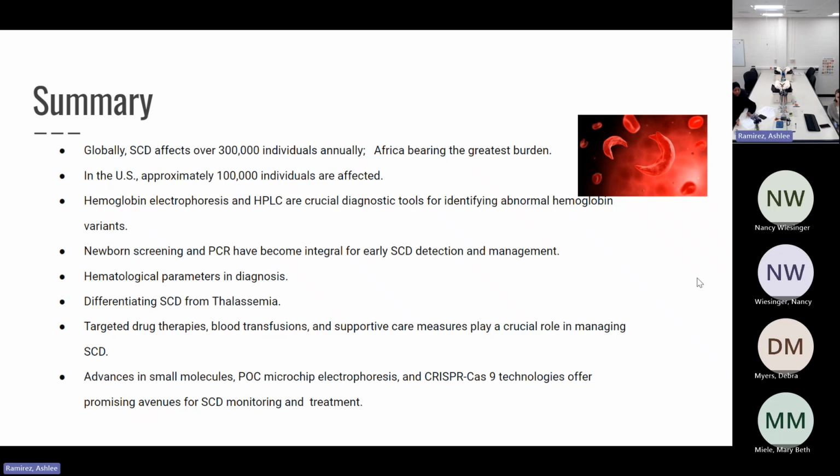So in summary, today we discussed sickle cell disease, the genetic code, its features, the tests that are used to diagnose and manage sickle cell disease. We also discussed a little bit about the ongoing research, which looks really promising in relation to sickle cell disease. And I hope this presentation gave you a better understanding of sickle cell and helped you appreciate the work that we all do in this field to improve the quality of life for people living with sickle cell.